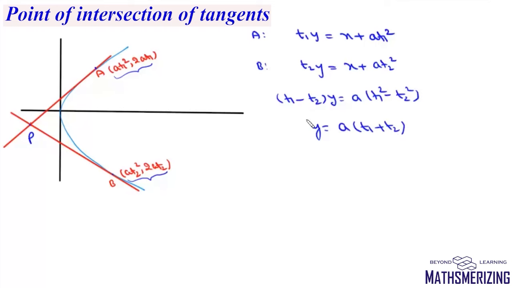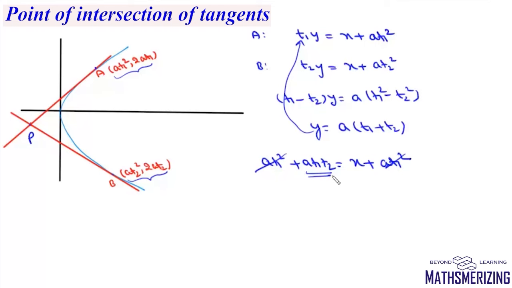Now we'll find its x coordinate. So we'll just put the value of y here. We'll get a t1 square plus a t1 t2 equals x plus a t1 square. So this a t1 square will cancel. So the x coordinate will be a t1 t2.